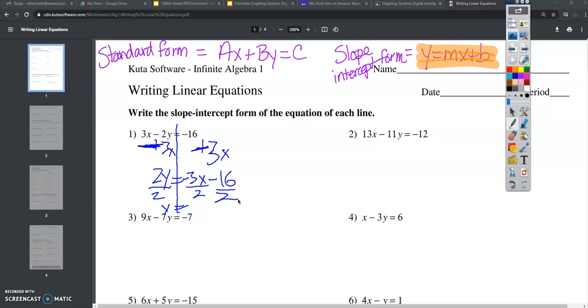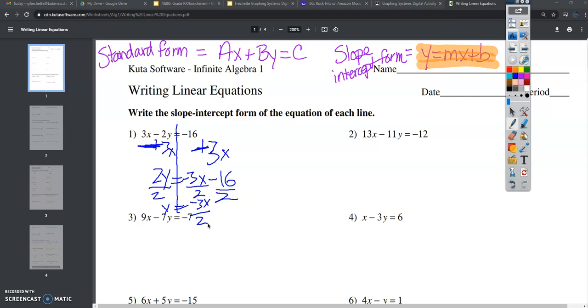Negative 3x divided by 2. Yeah, that's good. Well, it's slope, so we're going to leave it in that form. So our slope is going to be negative 3 over 2. So the answer is going to be negative 3 over 2x. That's fine. That's perfect. So now we just got to take negative 16 and simplify.